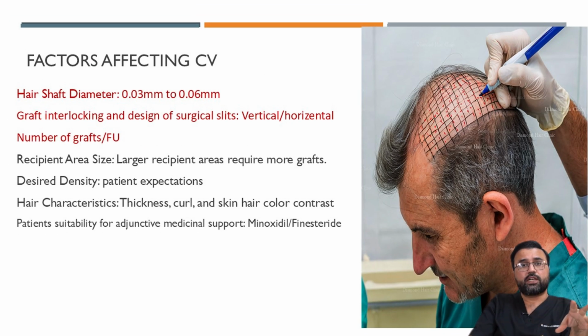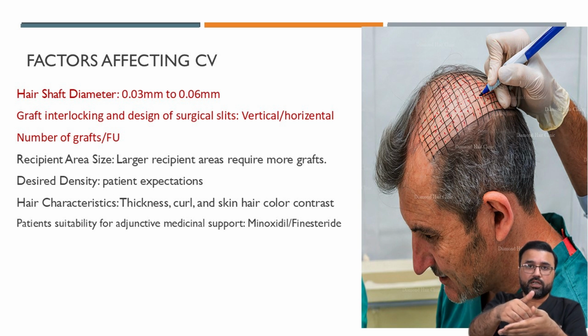These are the factors that are affecting the coverage value. So there is hair shaft diameter, that can be 0.03, 0.05, or 0.06. Then how you make the sites, because vertical sites and horizontal sites create a huge difference. Like if the patient already has existing grafts, then we cannot make coronal sites, because that can cut the existing hairs. So we have to go for sagittal sites.